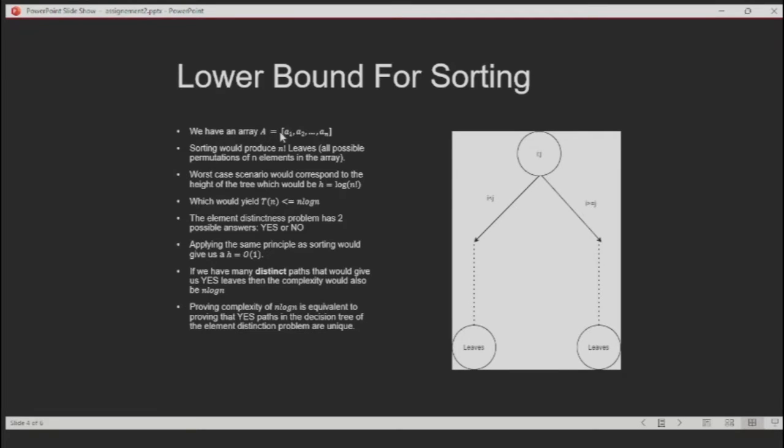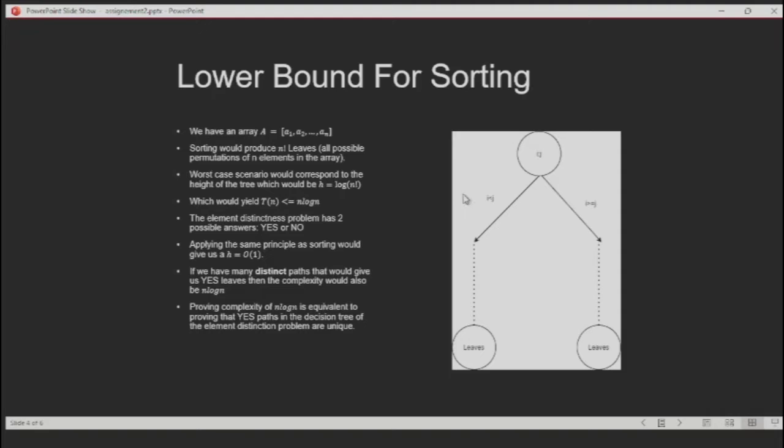So what is the lower bound of sorting? Suppose we have an array A of n elements, and we want to sort this array. What is the number of permutations that would give us a sorted array if we don't know what are the values of A1 to An? So that would give us n factorial.